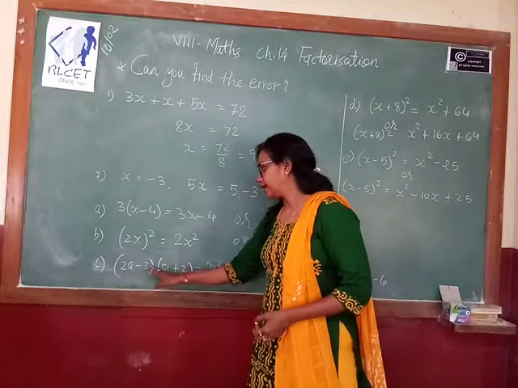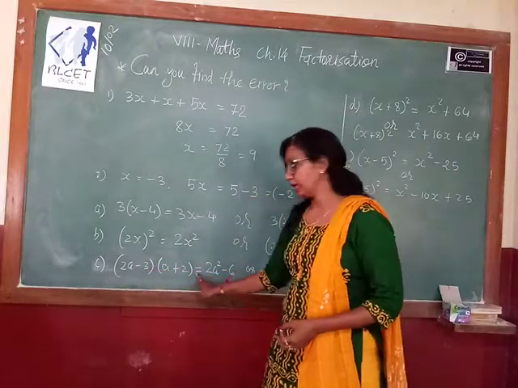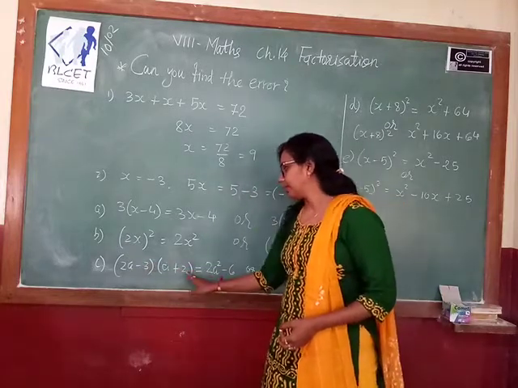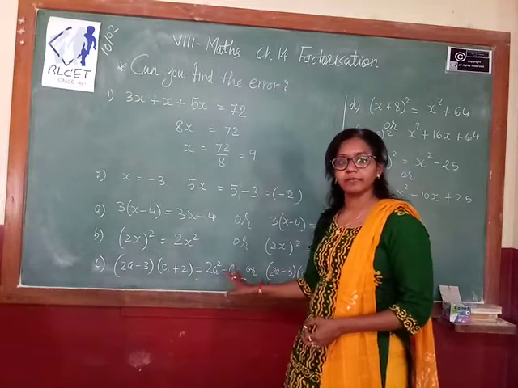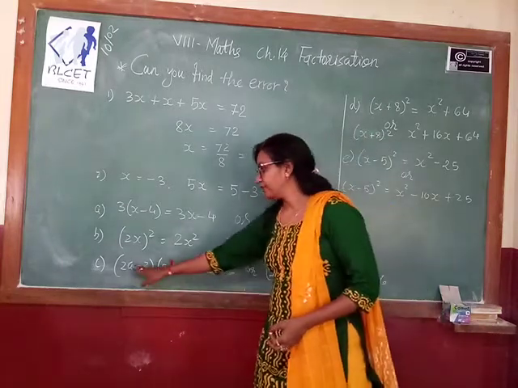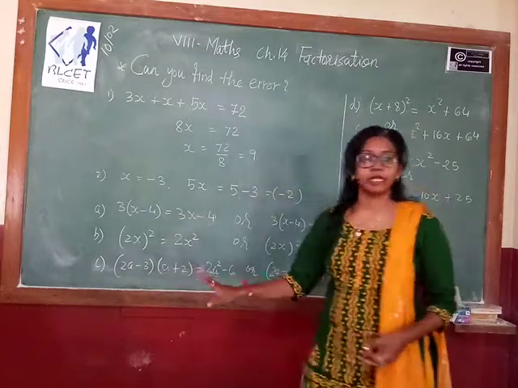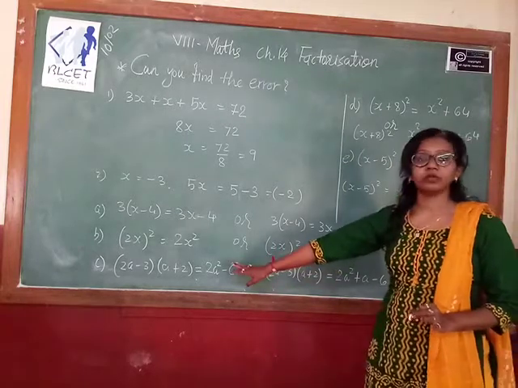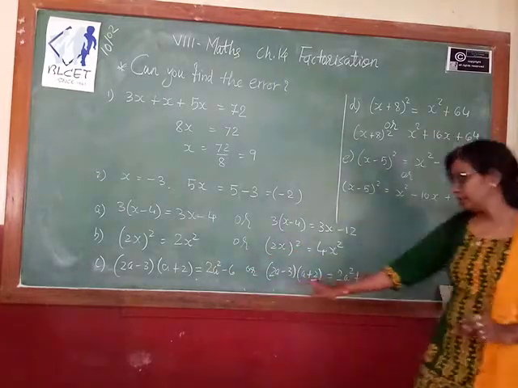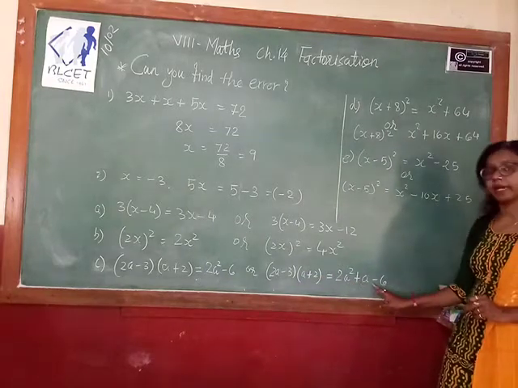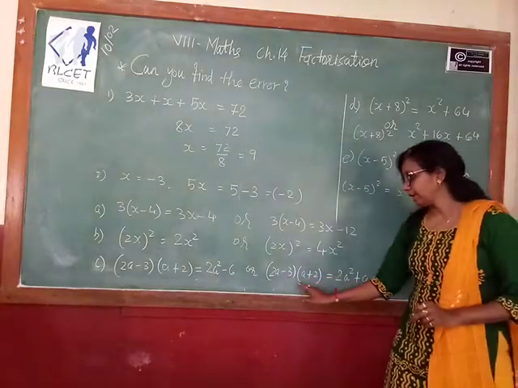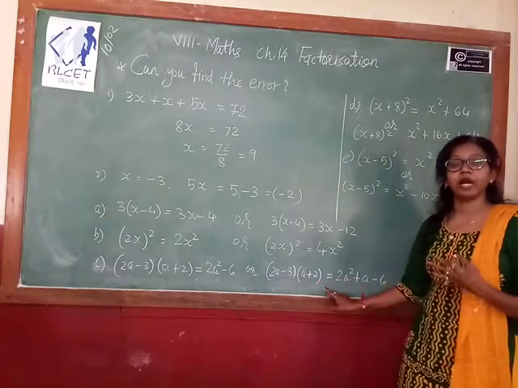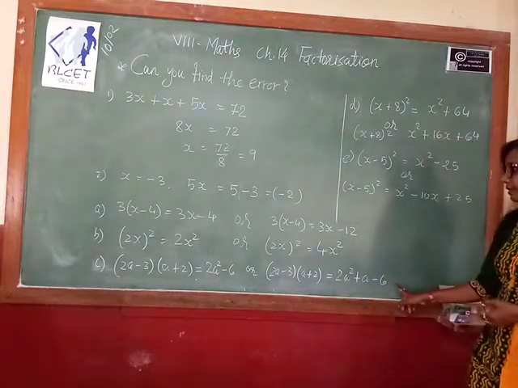Next we have 2a minus 3 times a plus 2. What are we doing here? We multiply 2a with a to get 2a square, and minus 3 with 2 to get minus 6, and the example is over. That means we are multiplying first term with first term and last term with last term, and the answer is ready. But this is the wrong way of doing it. We have already done how to multiply two binomials. So the real answer is 2a square plus a minus 6: this 2a multiplies with the whole bracket and minus 3 also multiplies with the whole bracket. Then you do the simplification and you get this answer.